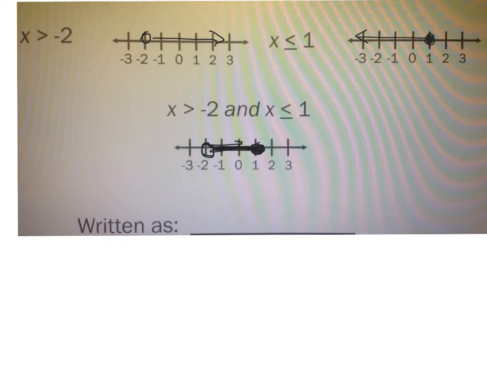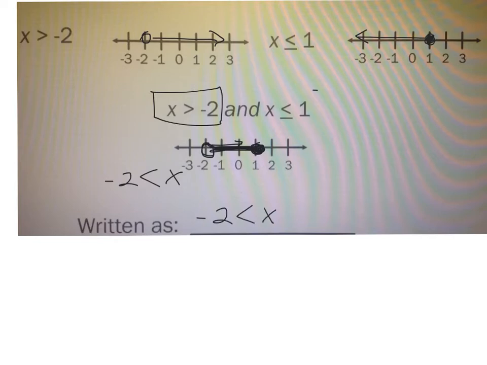Now, how we write it is you look at the inequality that is furthest on the left. In this case, it has the negative 2. And that is our inequality right here. x is greater than negative 2. We're going to flip that. So if we flip it, we would get negative 2 is less than x. So we write that down as negative 2 less than x.